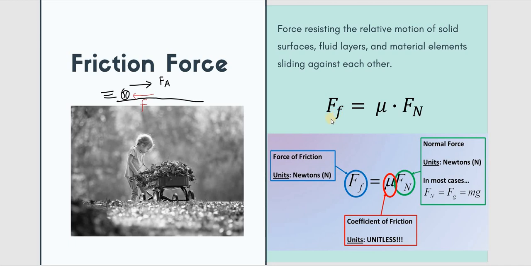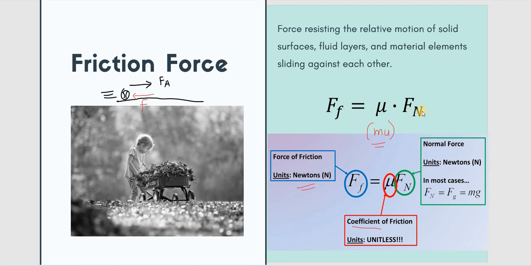So here, to compute for the frictional force, it is equal to mu. This is a Greek letter mu, which means the coefficient of friction, multiplied by the normal force. Of course, this is a force, so its unit is in Newton. Let's talk about the coefficient of friction. When we say coefficient of friction, this refers to the stickiness of the surface, how much is the ratio between the frictional force and the normal force.